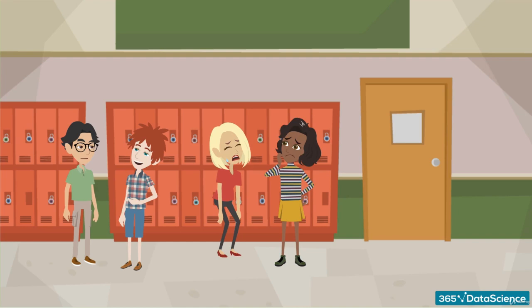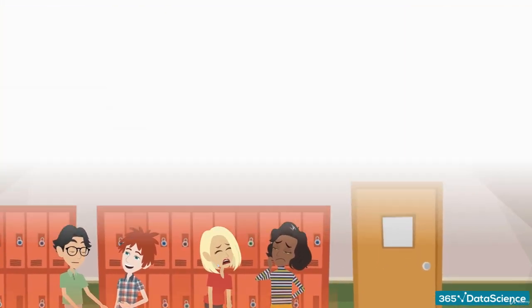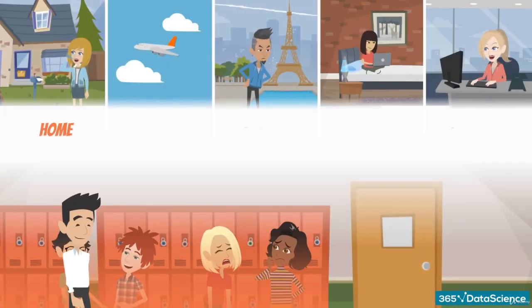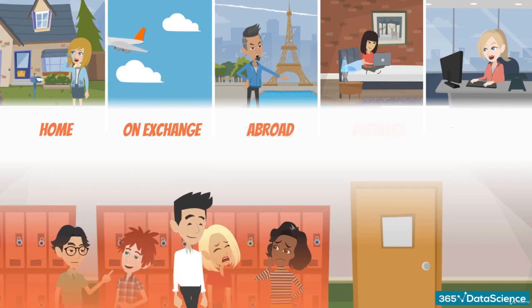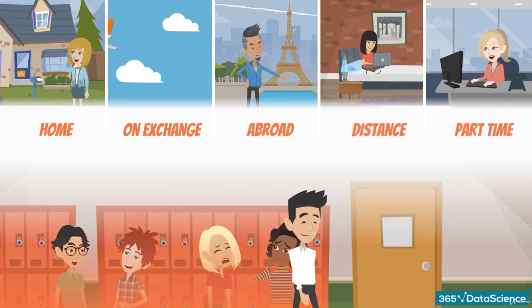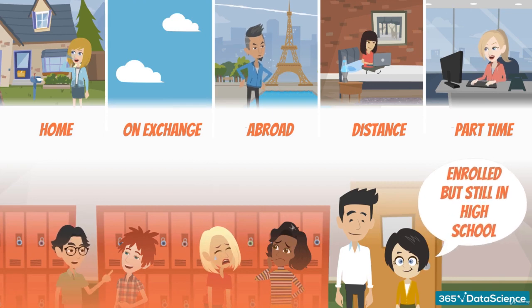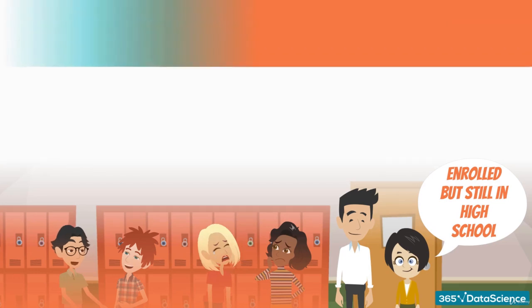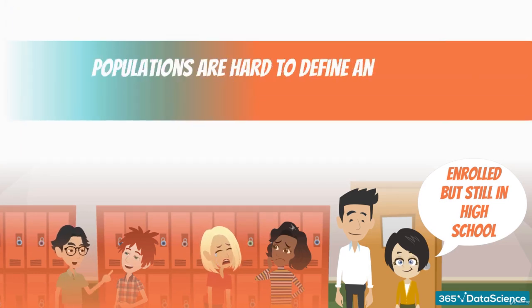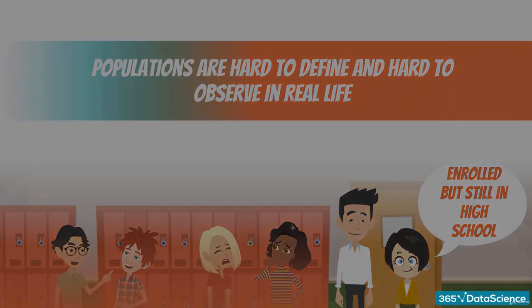The population of interest includes not only the students on campus, but also the ones at home, on exchange, abroad, distant education students, part-time students, even the ones who enrolled but are still at high school. Though exhaustive, even this list misses someone. Point taken. Populations are hard to define and hard to observe in real life.